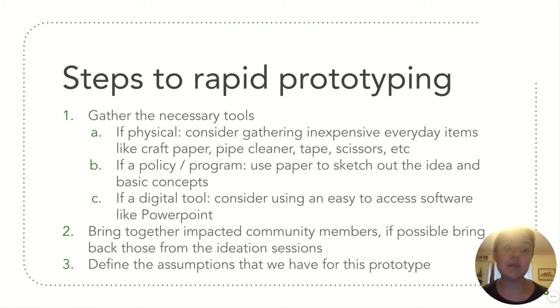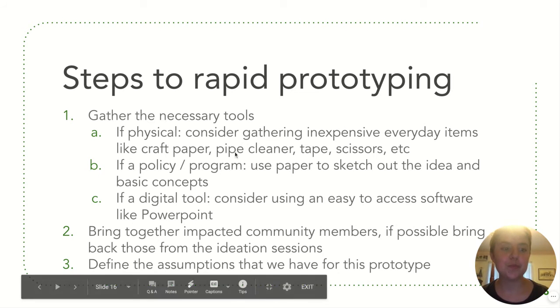So once you have all those tools ready, you can bring together community members, and if possible, bring those who went to the ideation session, those that have been a part of this process, and get them involved. Then you're going to define the assumptions that you have for this prototype. What are the things that you are testing for? What are the things that you're thinking this will need to have? And what things are important for it to have to be a successful intervention, as we talked about last time in preparing for this stage.